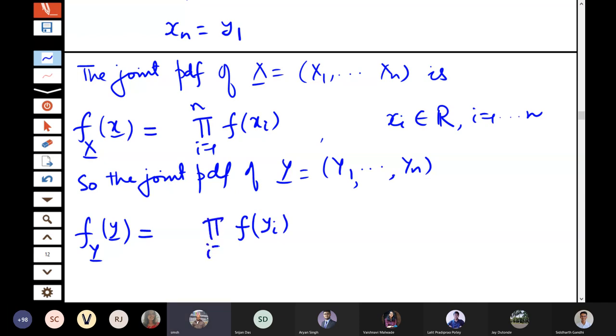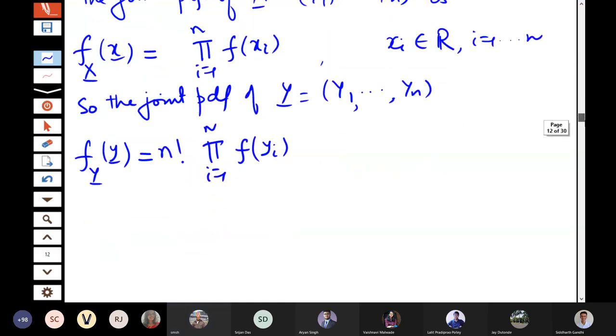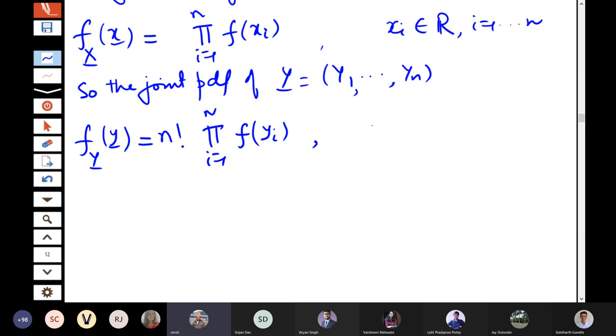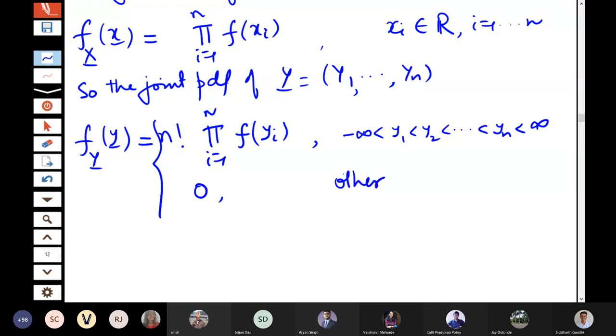The product over i equal to 1 to n in each region. And how many such regions are there? There are n factorial such regions. So the distribution of y1, y2, yn becomes this. And what is the region? Because these are ordered observations, you will have y1 less than y2 and so on, less than yn, less than infinity. So this is the joint distribution of y1, y2, yn. Is it clear?